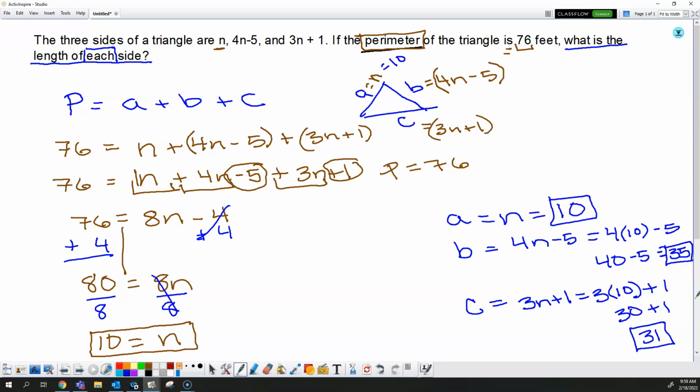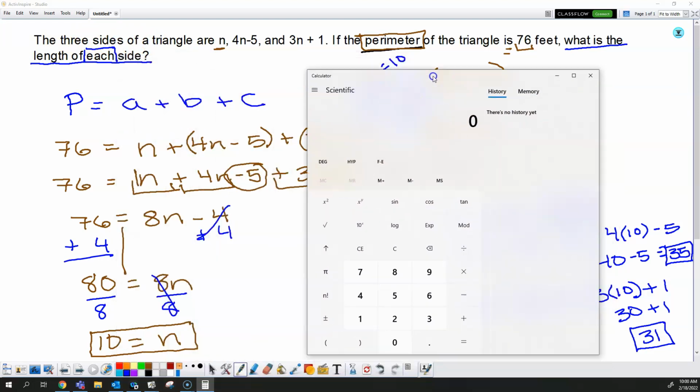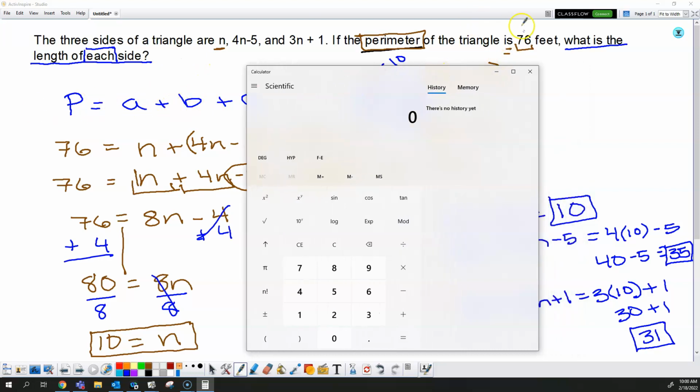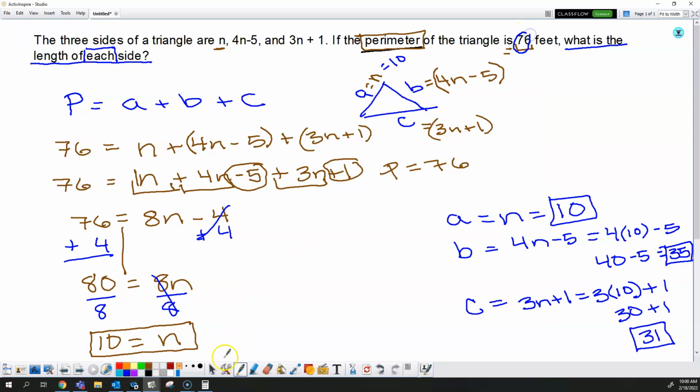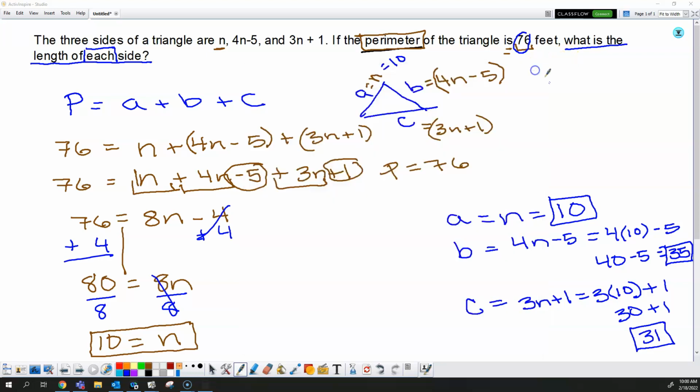I can do a quick check to see that these are numbers that satisfy the problem. This is not a hard and fast check, but it's a good way to quickly tell. Take your answers and add them together because we were talking about the sides of a triangle being a perimeter. We know that perimeter is your sides added together. So when we add these, they should equal 76. 10 plus 35 plus 31. So we're probably right. Our answers would be 10, 35, and 31.